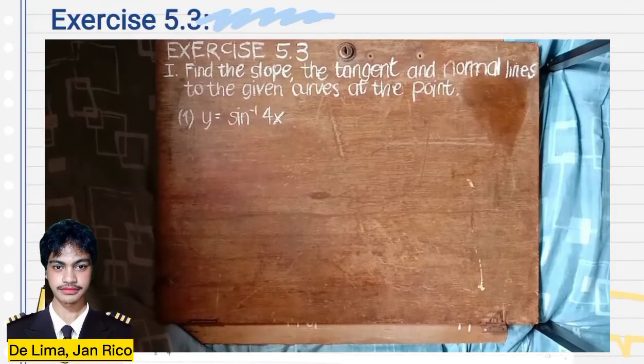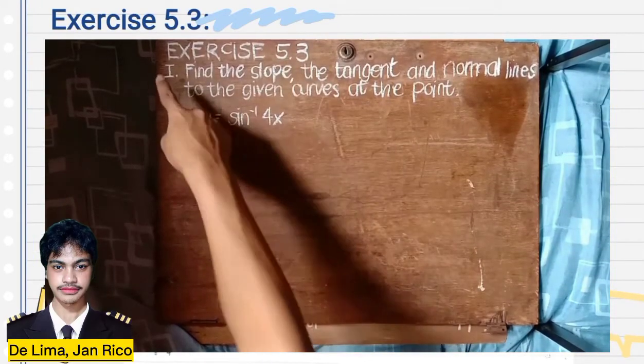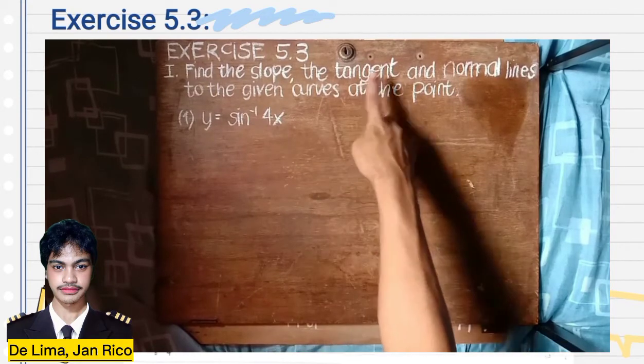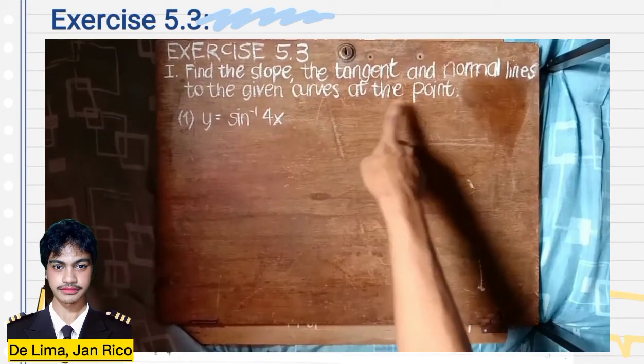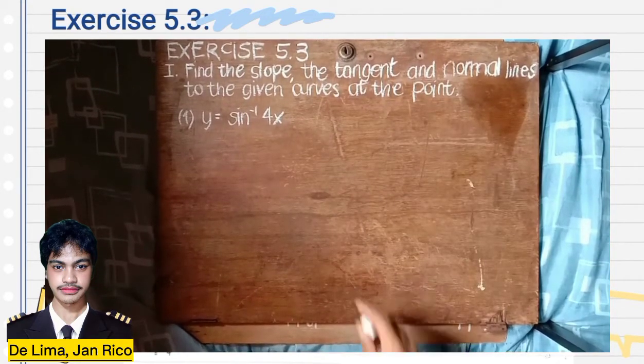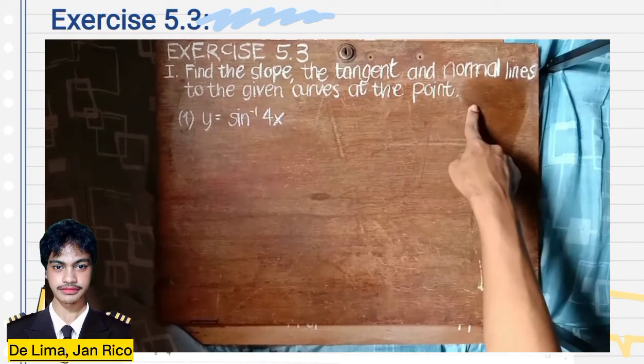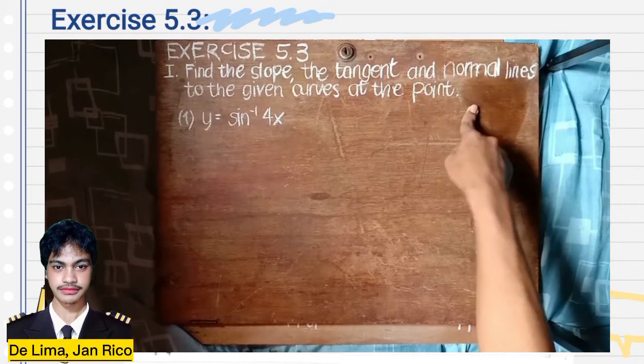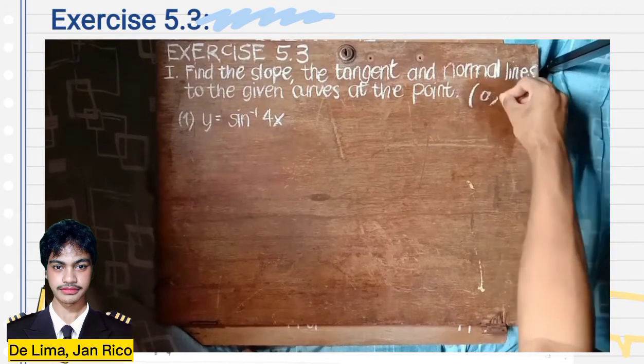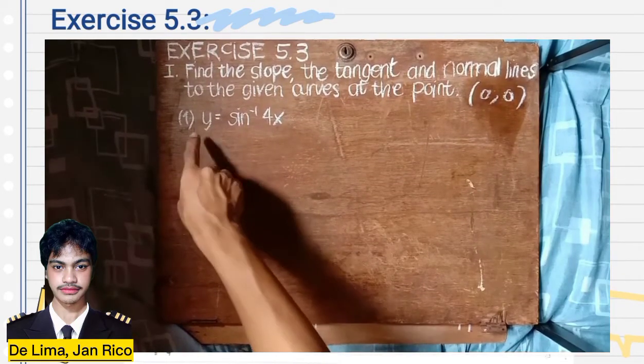Okay, next we have here exercise 5.3, part 1. Find the slope, the tangent, and normal lines to the given curves at the point. If we analyze this problem, there is no point indicated. So we will assume that it is at point (0, 0).